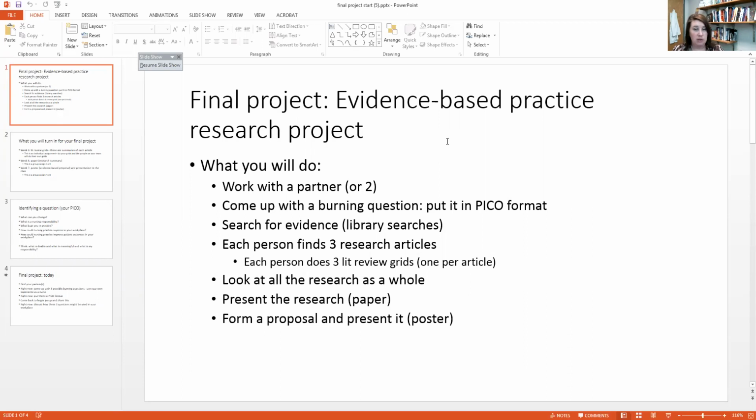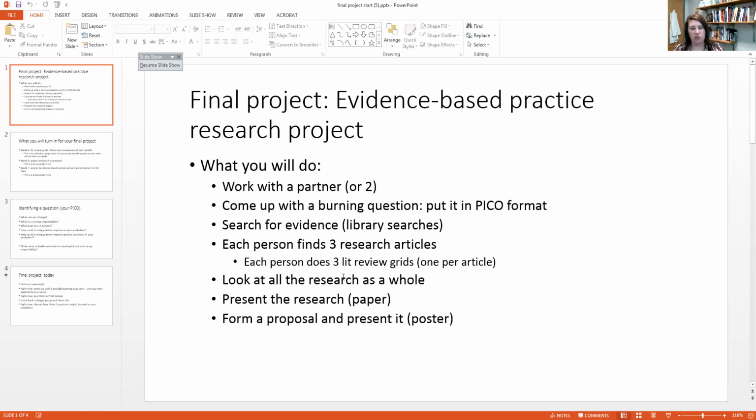So this final project has been built to be done with at least a partner or two. You are trying to come up with your burning PICO question that you really want to get answered. You're going to search the library, again, the CINAHL databases, and you're looking for 3 research articles. So each person in your grouping would have 3 research articles on the topic that you have chosen. And I believe week 5 of this course is when those final 3 lit review grids are due to be turned in. You will be needing those throughout to be working on your paper and your final project.